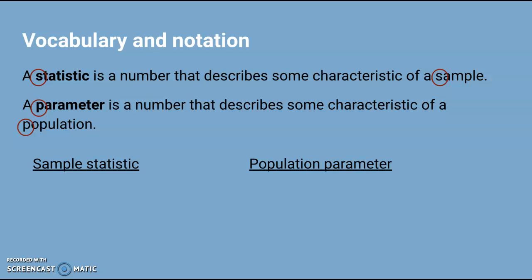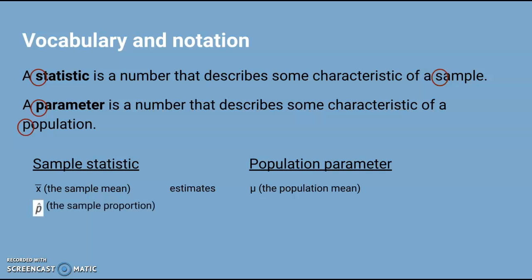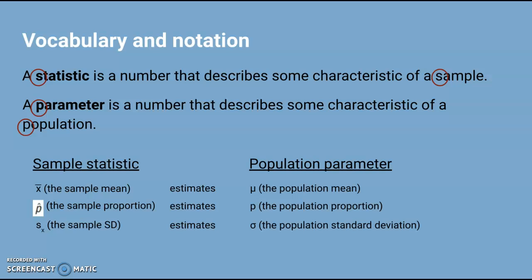Now, also, the notation is different. So when you're looking at a sample, X bar refers to the sample mean, and that estimates mu, the population mean. P hat represents the sample proportion, and that estimates P, the population proportion. And finally, S, or S sub x, which is the sample standard deviation, estimates sigma, the population standard deviation.